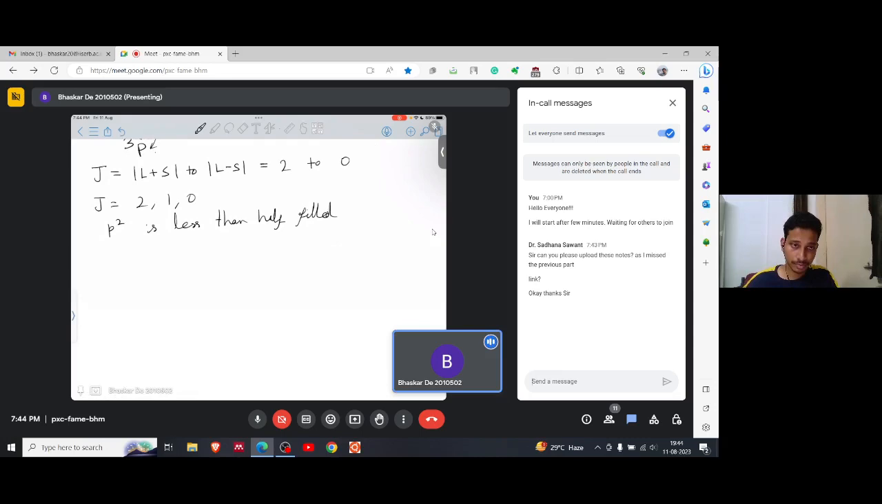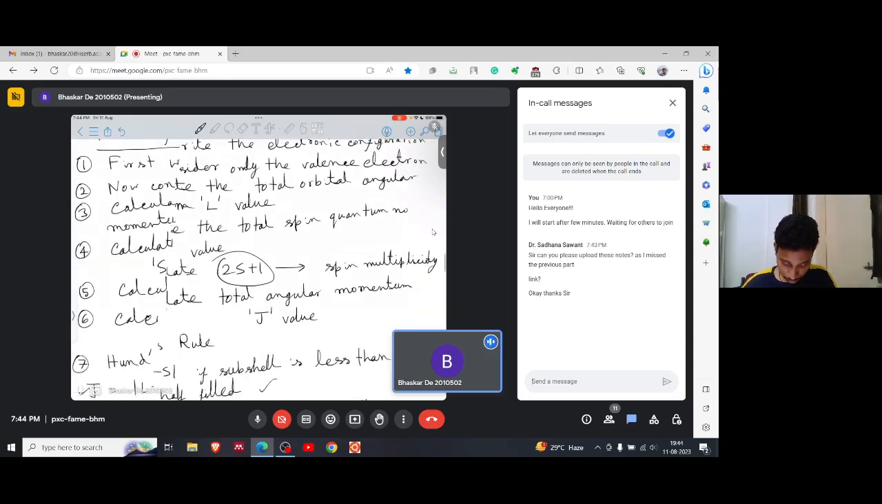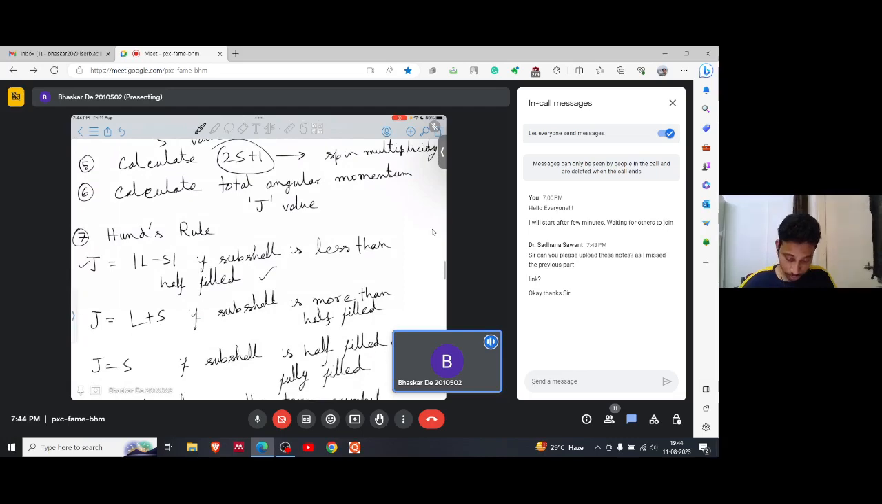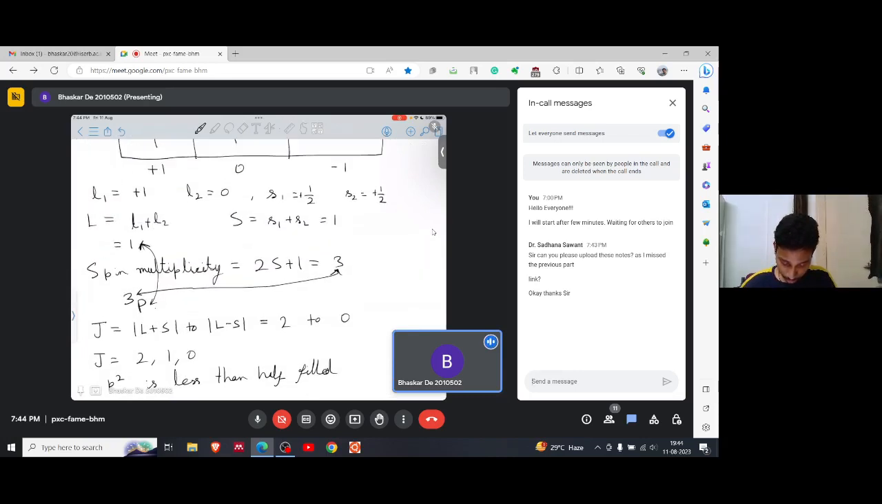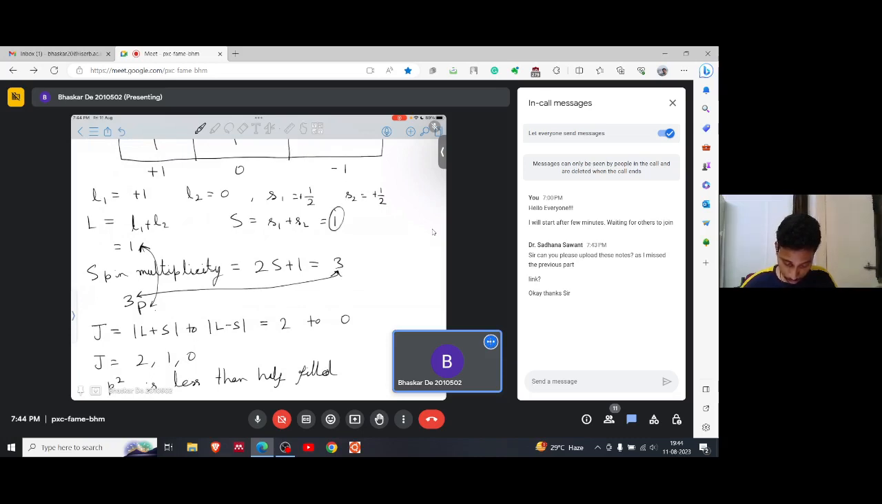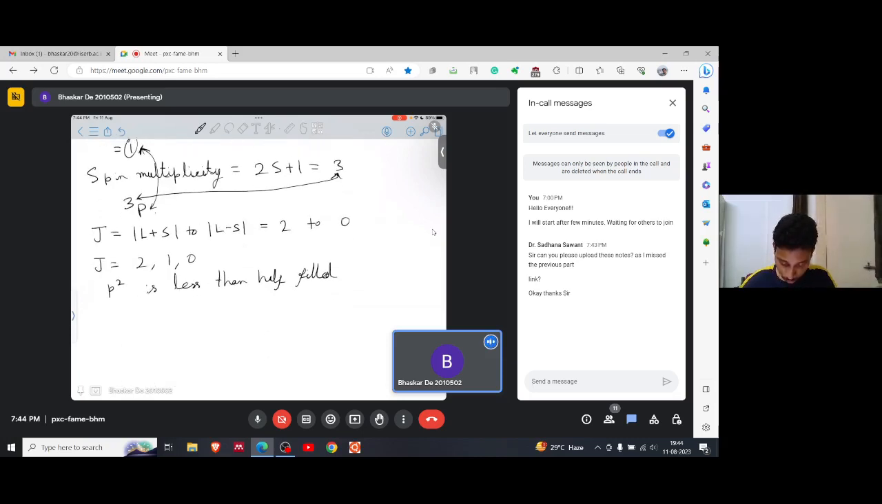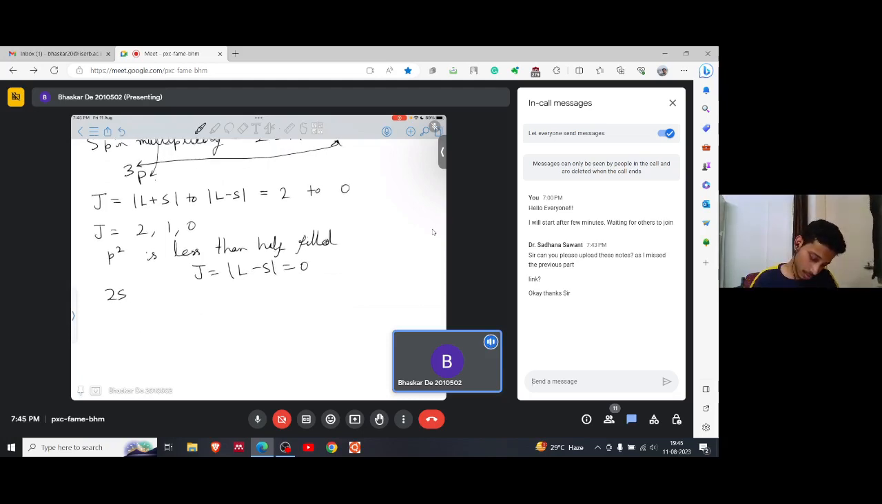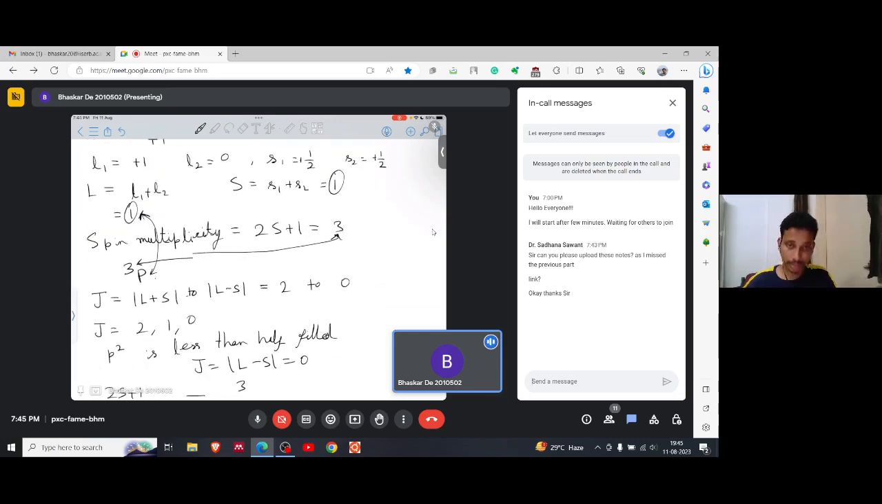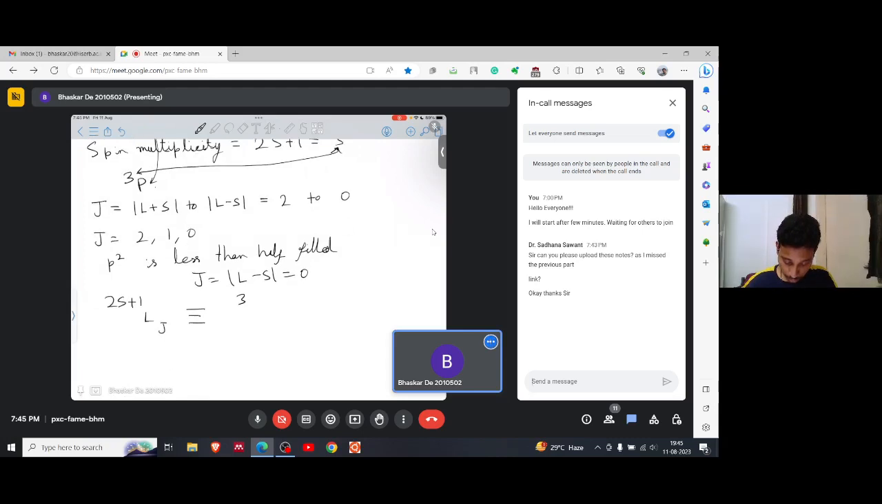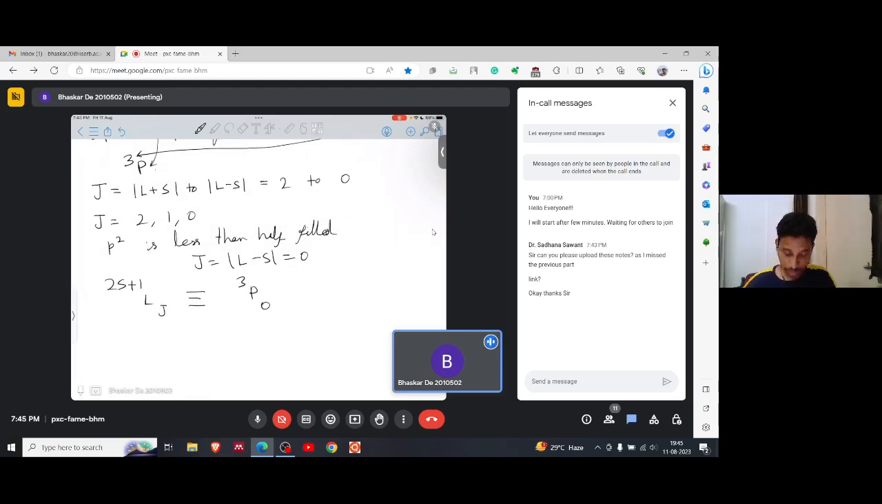So P2 is less than half filled. If it is less than half filled, then we will follow this rule, L minus S. Capital L is 1, small l is 1. So J will be L minus S, that will be 0. Then 2S plus 1 is 3, L equal to 1, that means it will be P, then J equal to 0: 3P0.